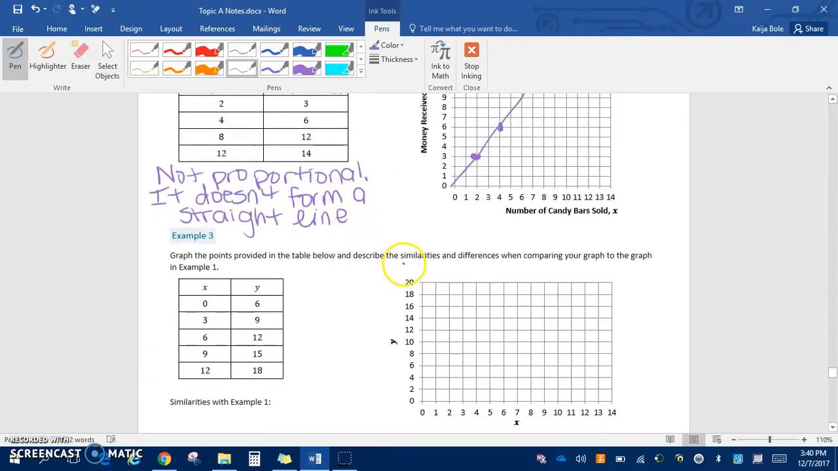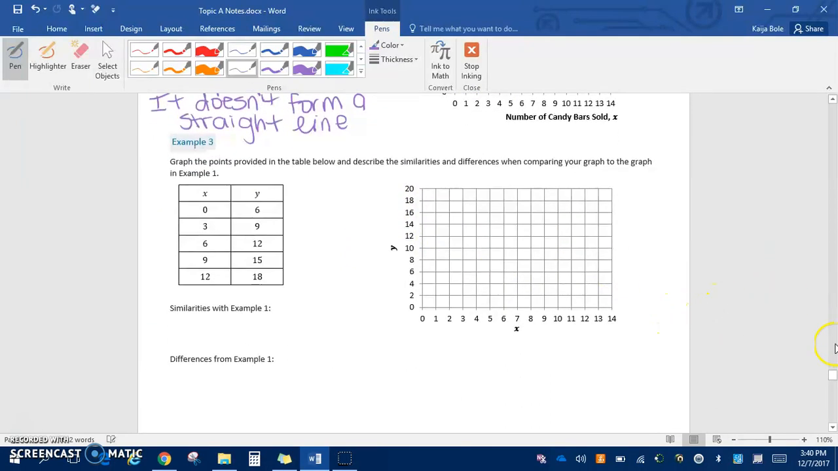There is one more example here. I want you to try this one on your own. And then we will go over it in class tomorrow. So go ahead and do that, and then we'll go over the answers when we see each other in class.